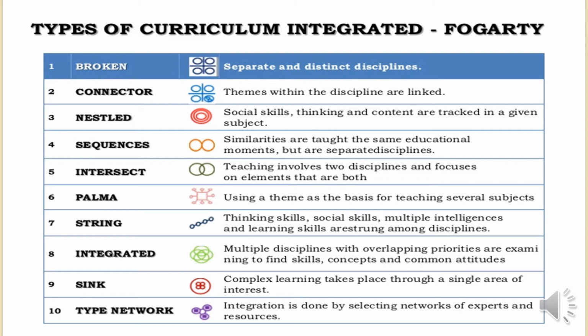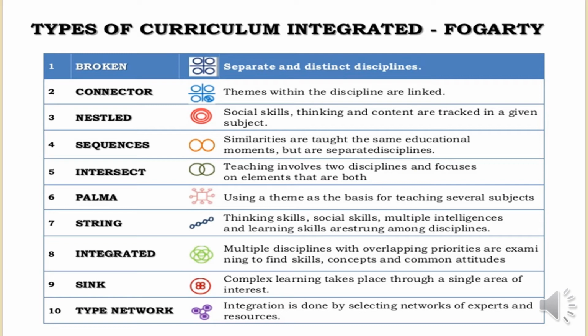Next, the fourth one we can cover is sequences. It says similarities are taught the same educational moments but are separated disciplines. Next, we have intersect. Intersect tries to focus on shared planning and teaching that take place in two disciplines in which overlapping concepts or ideas emerge as organized elements. If you can see the symbolic representation, it's basically having the middle portion set for something that is of common ground. We might have two separate things being taught, and at the middle we have something that allows them to be merged and their content can be the same.